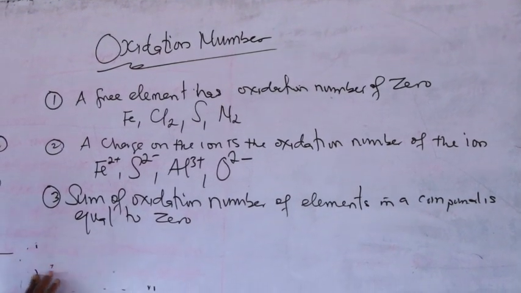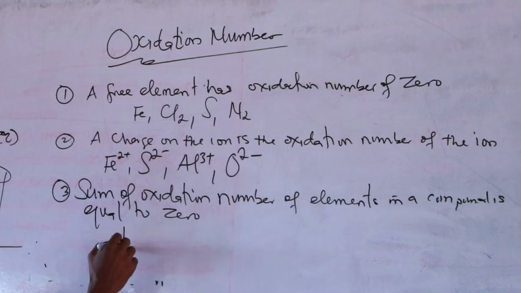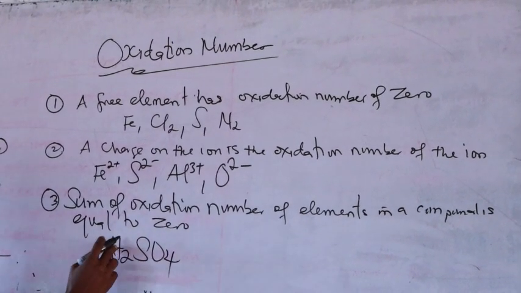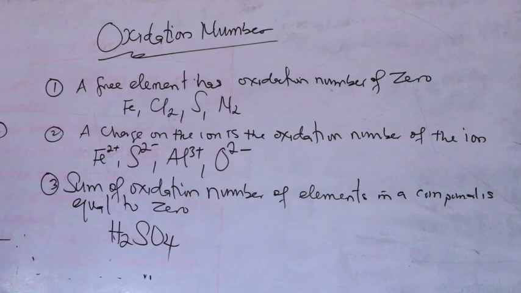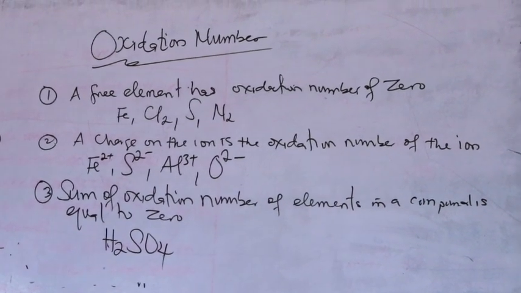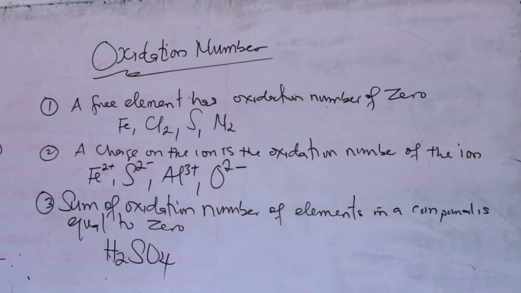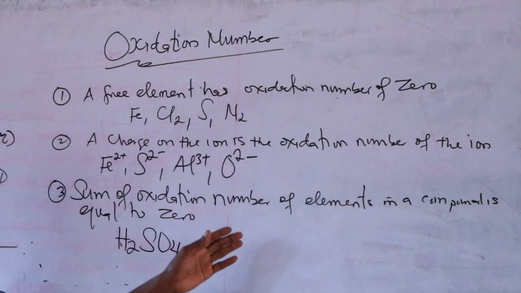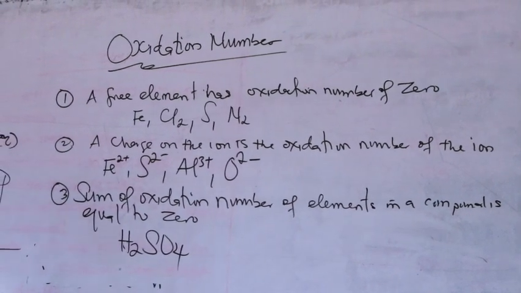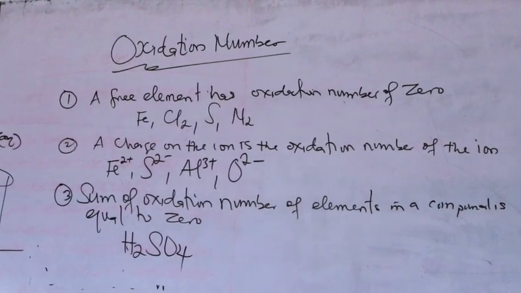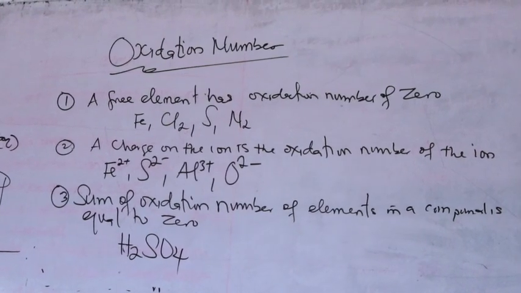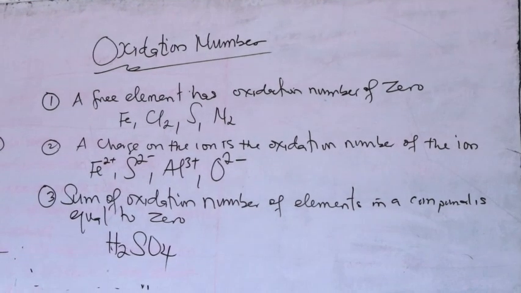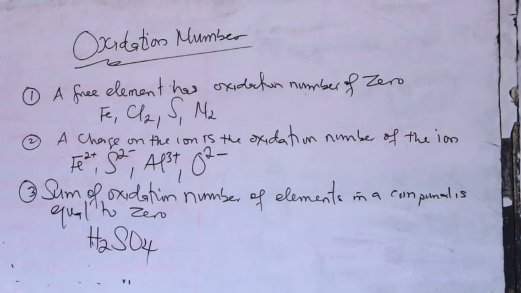For example, let's look at this compound. In this compound, how many elements are present? If you add the oxidation numbers of the elements together here, it should be equal to 0. But when you are given a radical ion, a group of atoms that possess an electric charge is called a radical ion.